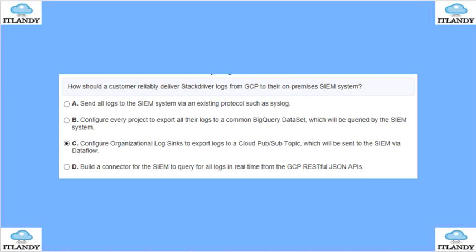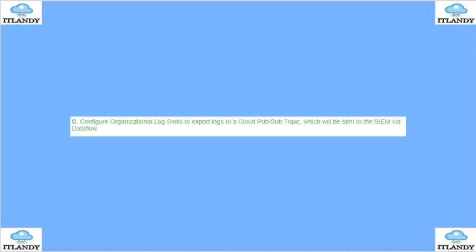So by setting up an org log sink to export the logs through a Cloud Pub/Sub topic, which will be sent to the SIEM via a Dataflow. Other options: they can send it via syslog, or configure a project export, or build a connector only for the SIEM. It could be, but there's something out of the box which we can use, Pub/Sub. That will help us.